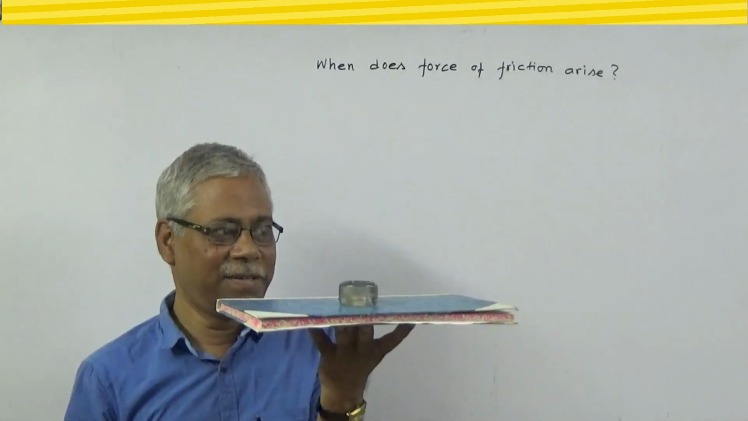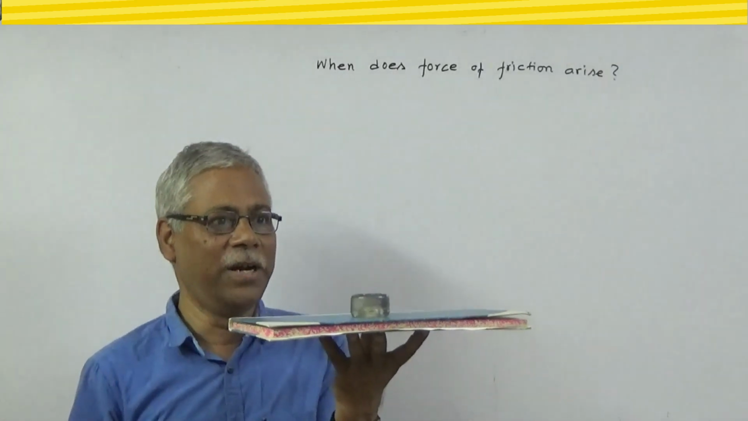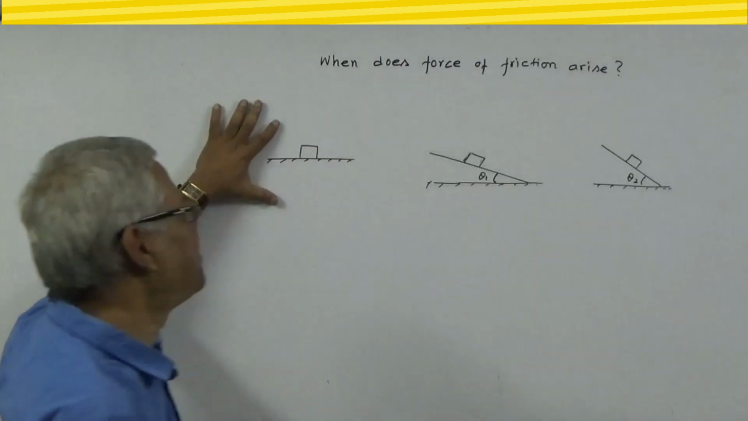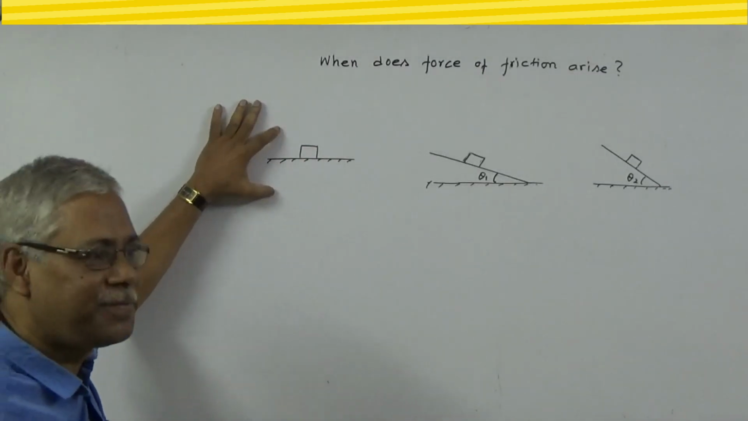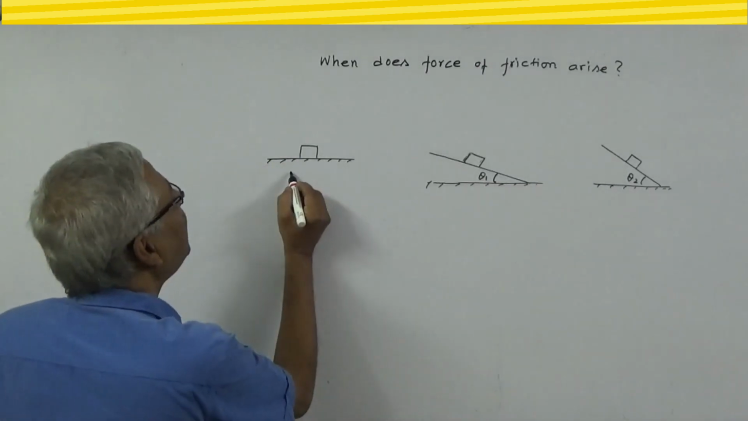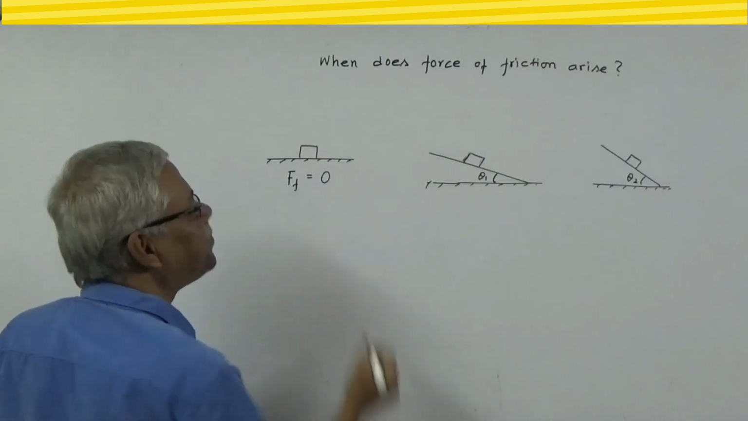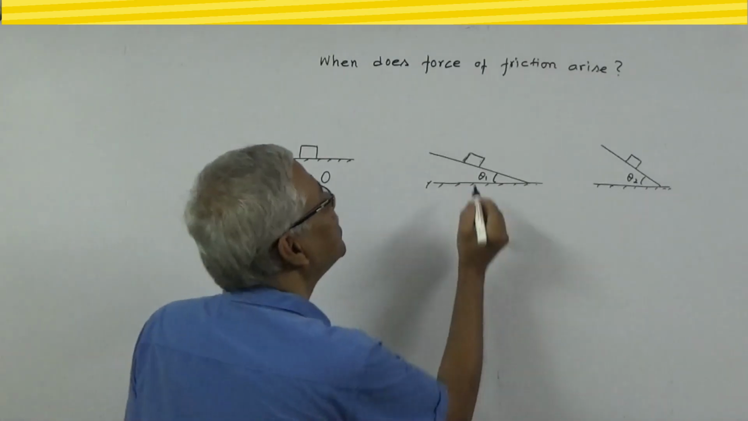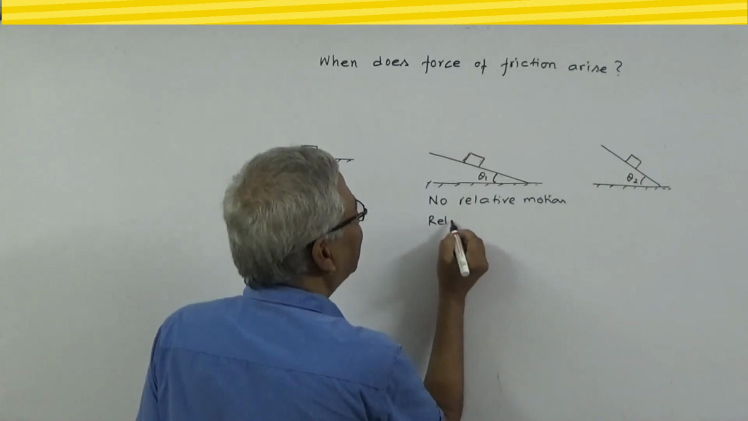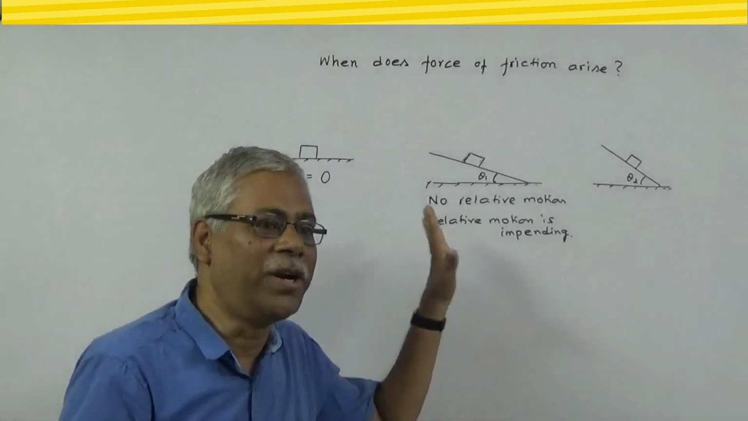But in this state, there is no tendency of relative motion. That's why frictional force is not acting. In the first case, there is no friction because there is no tendency of any relative motion. So in this case, force of friction equals 0. In this case, there is no relative motion, but the relative motion is impending, so force of friction is already acting.